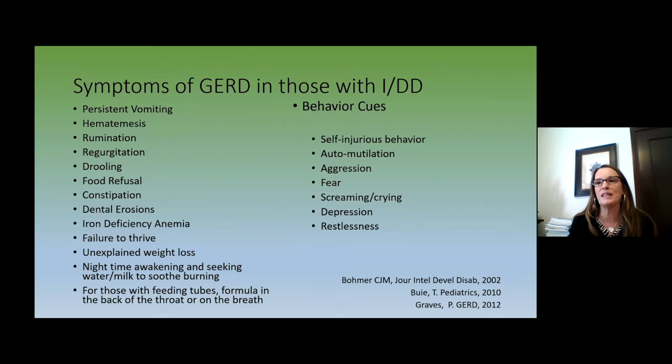And these symptoms can include persistent vomiting, bloody emesis, rumination, regurgitation, food refusal, failure to thrive, unexplained weight loss. And with those who have feeding tubes, you might see formula on the back of the throat or on the breath. And behavioral cues that you might see include self-injurious behavior, aggression or fear, agitation, depression, and restlessness. Next slide.